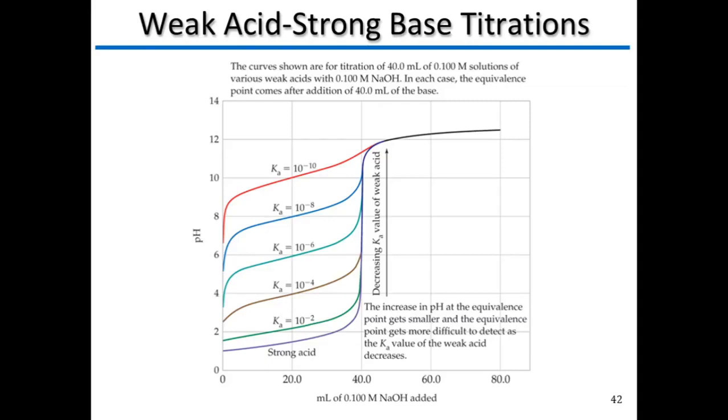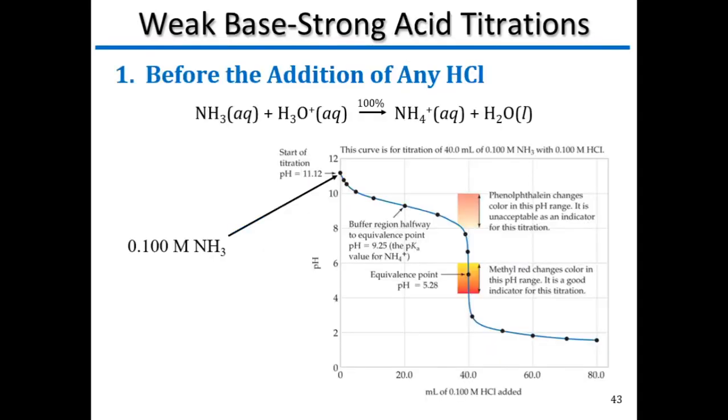So if we have a really, really weak acid, we're going to start at a more basic pH, which should make sense. So the stronger the acid, the lower the pH will start at. The weaker the acid, the higher the pH will start at, and the higher your equivalence point will be. Those are instances of where we're titrating a base into an acid, so we're starting from an acidic pH and gradually raising that pH.